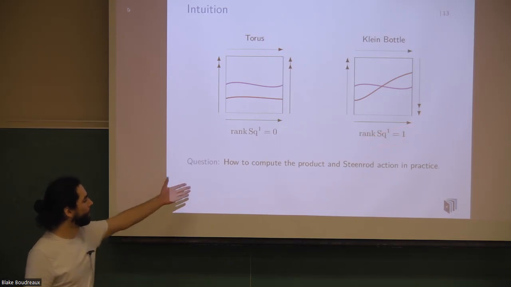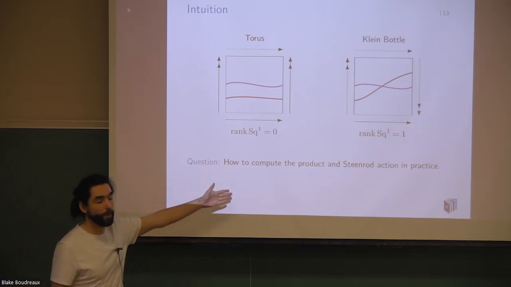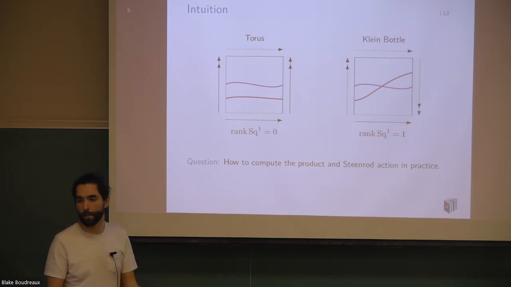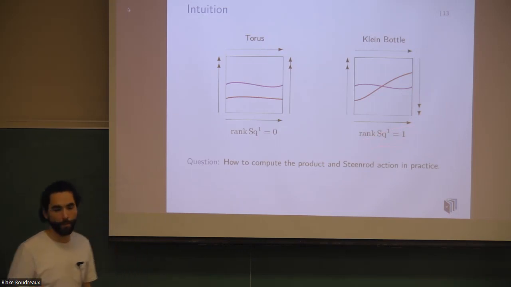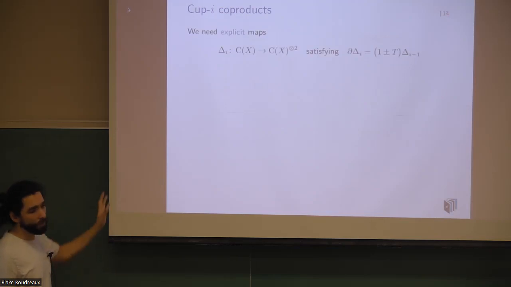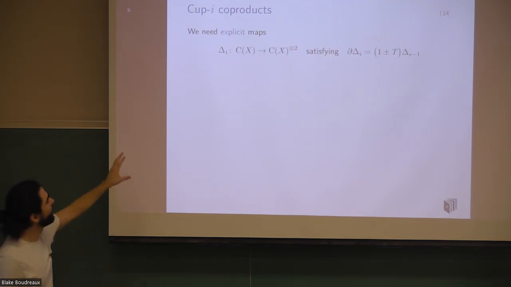And the question that I would like us to ponder for the rest of this talk is, well, how do we compute this product and Steenrod action concretely, so concretely that we can apply it in a persistent context, in a data science context? Okay, and this brings us to cup-i coproducts. What we need to do to compute these things explicitly is to have a family of maps of this form. Here we have the chains on the simplicial complex to the tensor product of the chains with themselves.